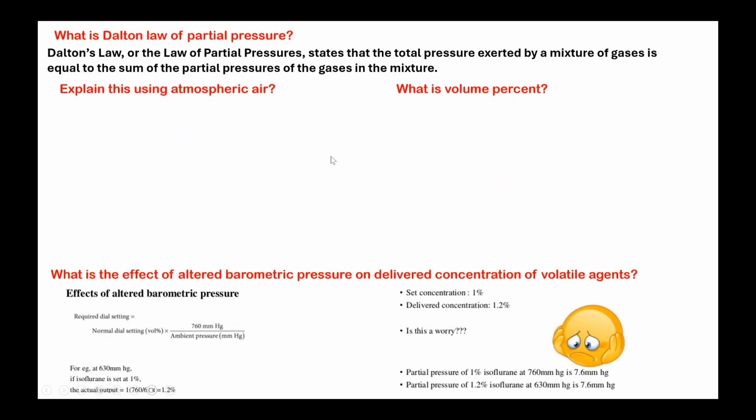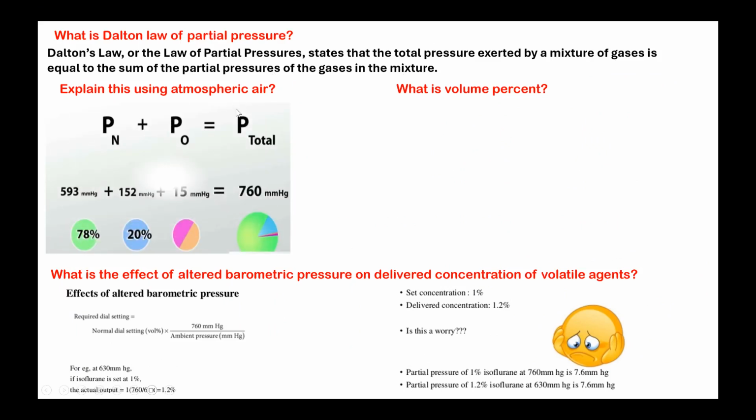Another important law which is very useful in this is Dalton's law of partial pressure. The total pressure exerted by a gas mixture is dependent on the partial pressure of individual gases in the mixture. Explaining this in atmospheric air, nitrogen plus oxygen and other gases form the total mixture, in various percentages. We have 78% nitrogen and 20% oxygen plus the other gases. They make a total of 760.